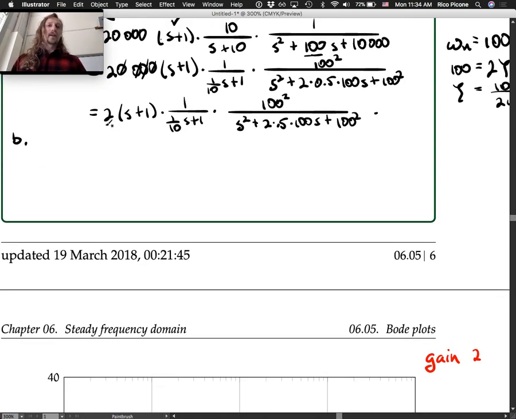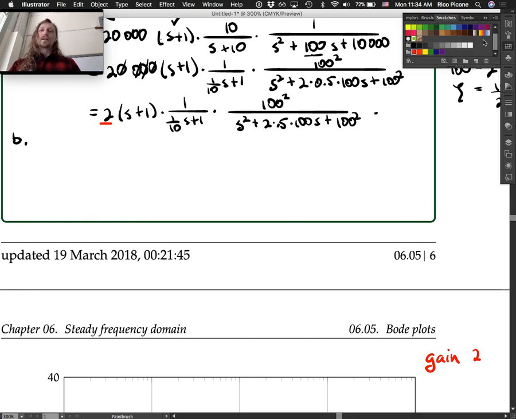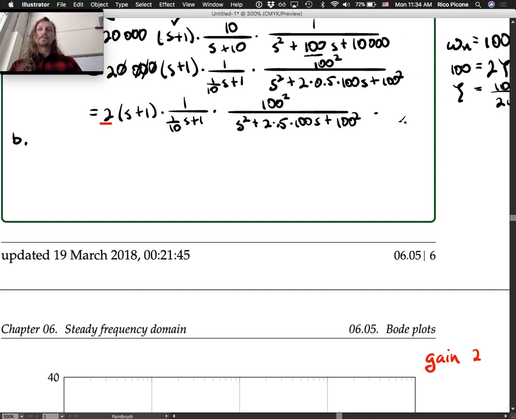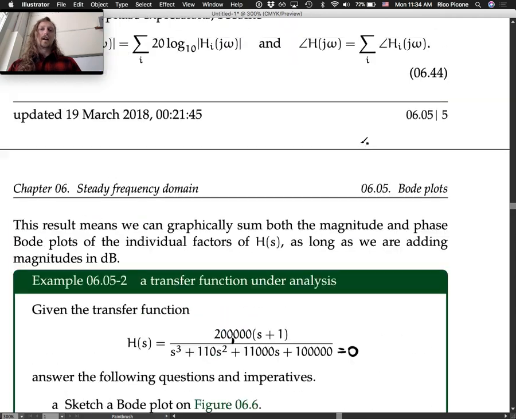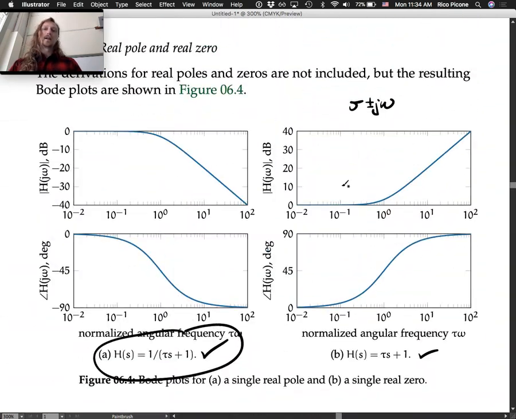I will try to color code this too. So there was our two. Check. Got that. Now our next term is a real zero, right? So let's switch over. I want to say purple for this one. If we go back up here to our plots, remember what happens is we have a 0 dB contribution up until the break frequency, and after that it's at a positive 20 dB per decade slope.